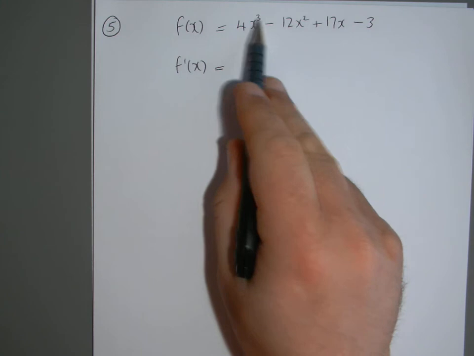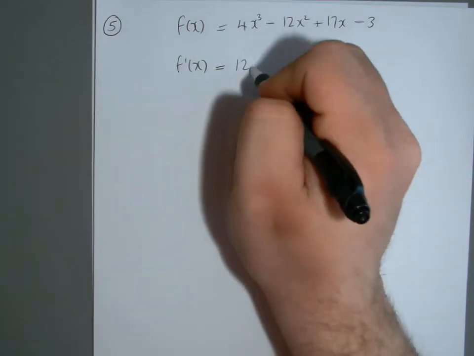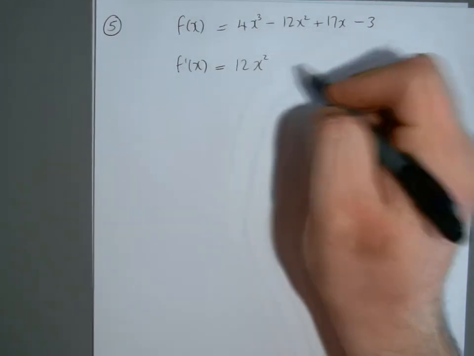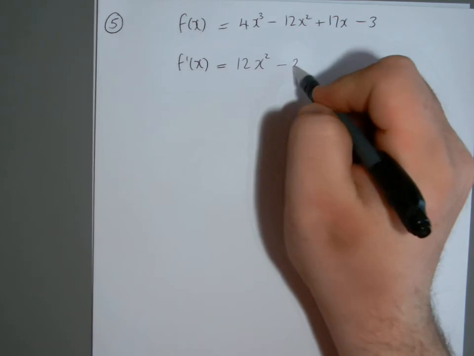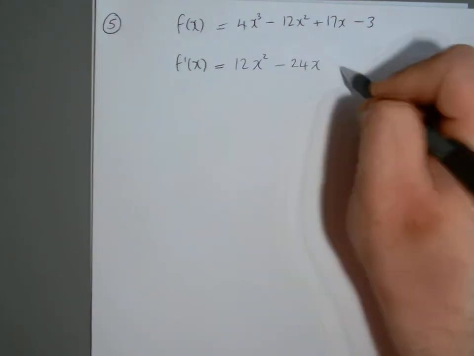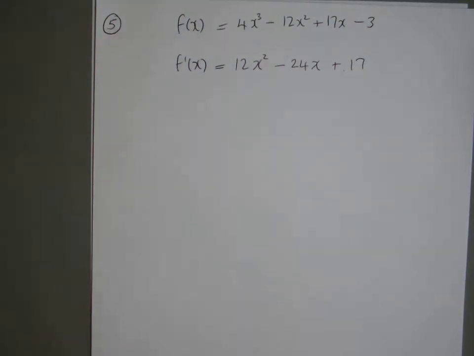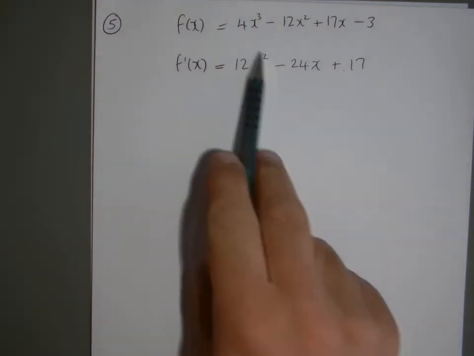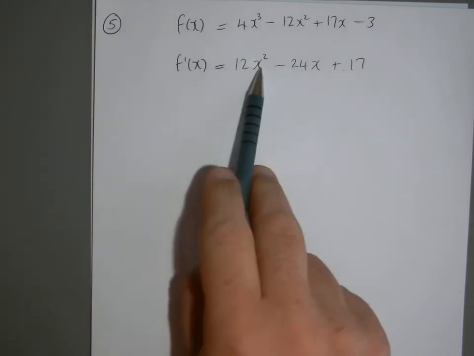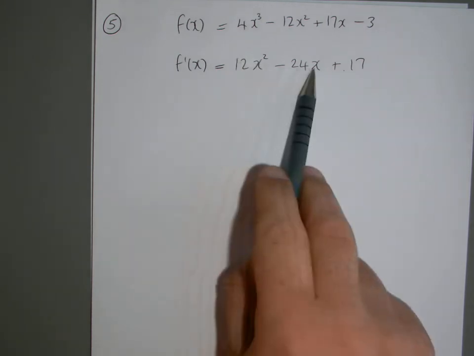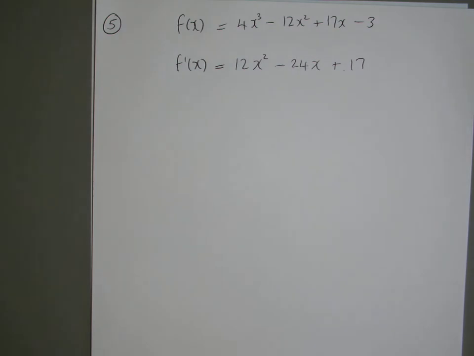So if we differentiate this, bring that 3 down, so 3 times 4 is 12, reduce the power by 1, bring that 2 down, 2 times 12 is 24, reduce that power by 1, and then 17x becomes 17, the minus 3 disappears. So we've got to show that this is always positive. Now it's not as simple as the last question, because we've got an x term here. I can always show that this is positive here because x squared makes things positive, but this here won't always be positive.